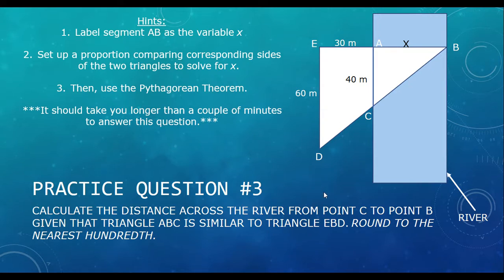So give this problem a try. It should definitely take you at least a couple of minutes to solve it. It is a little bit challenging. Once you've figured out what AB is, what X is, then you can use the Pythagorean theorem to determine the length of segment CB.